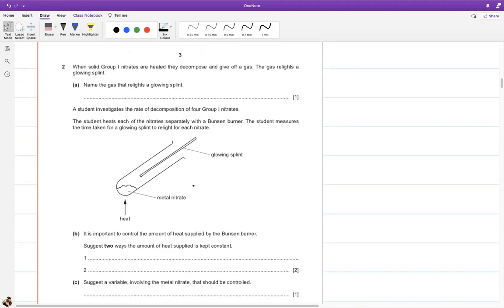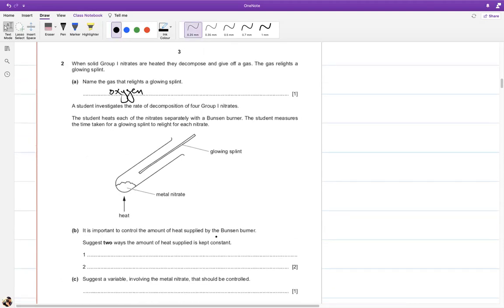All right. Name the gas, not the O2 formula, because we have to name the gas. Okay, so it's oxygen. All right, next part. Suggest two ways the amount of heat supplied is kept constant. Now, what two ways can we have? Obviously, one possibility is that you take whatever thing you're using to burn this. It could be a Bunsen burner.